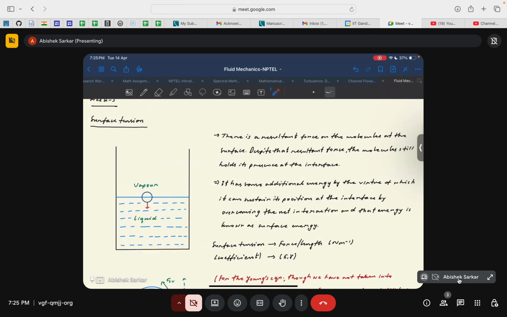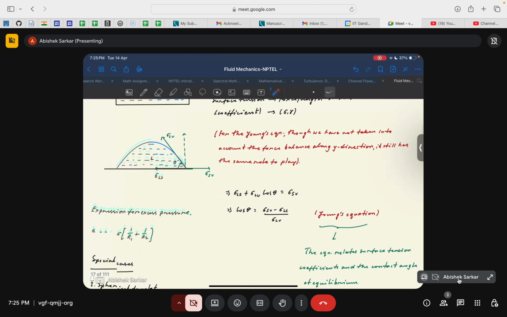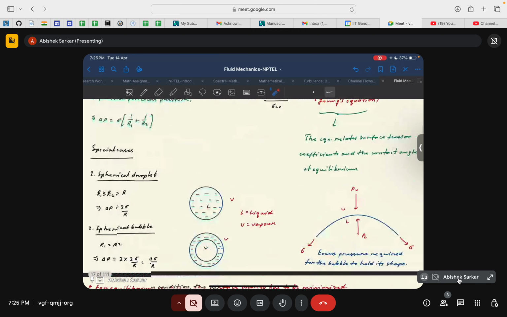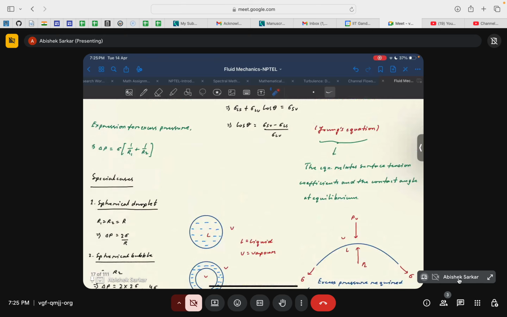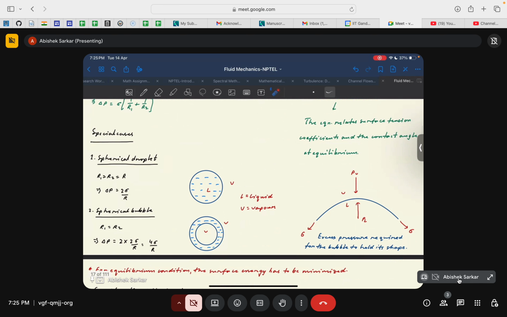In the third week we discussed surface tension, basically the force by virtue of which the fluid molecules on the surface of the fluid are able to retain their shape. This force per unit length is known as the surface tension or surface tension coefficient. The major relations are the expression for excess pressure and the capillary rise.